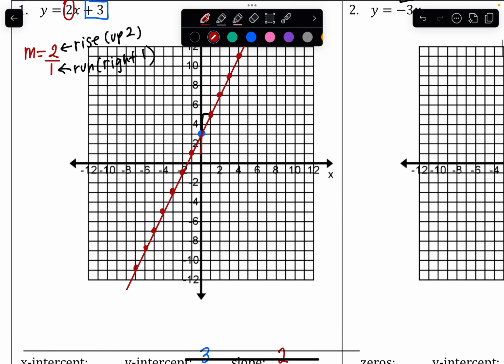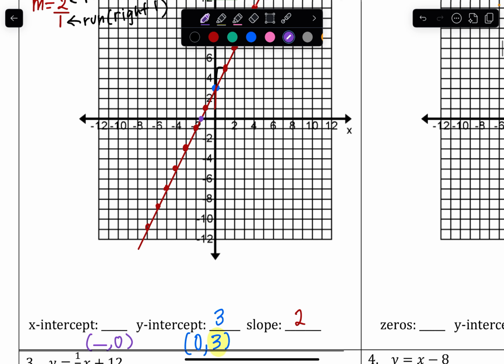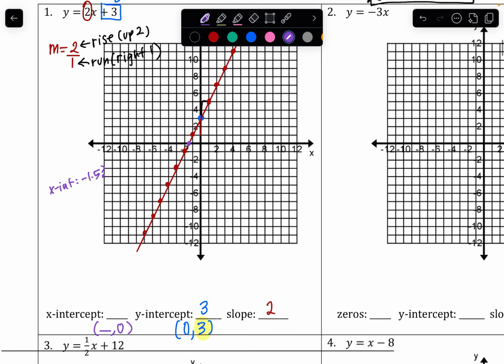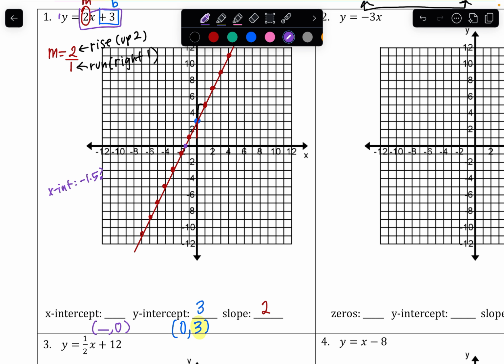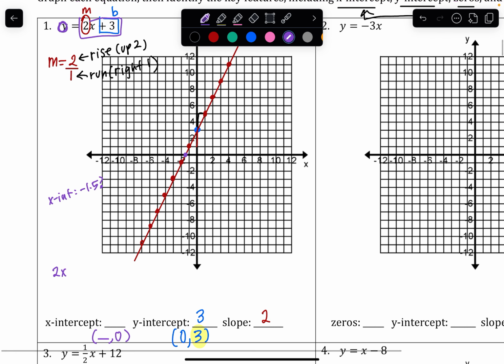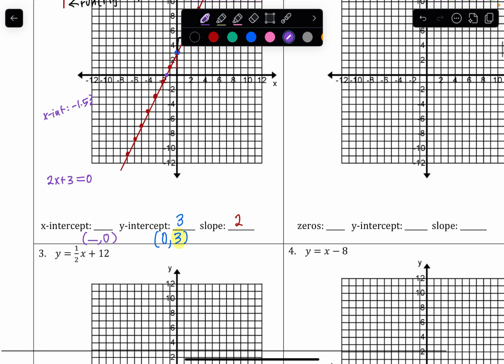Okay, and so here we can kind of see where the x-intercept is. It's not a whole number, but if I were to guess, I would say about negative 1.5. I'm going to put a question mark because I'm going to show you how to find it exactly. And so to find the exact value of the x-intercept, you take your equation and plug in 0 for y. And so 2x plus 3 equals 0. We're plugging in a 0 for the y because the y coordinate is 0 for an x-intercept.